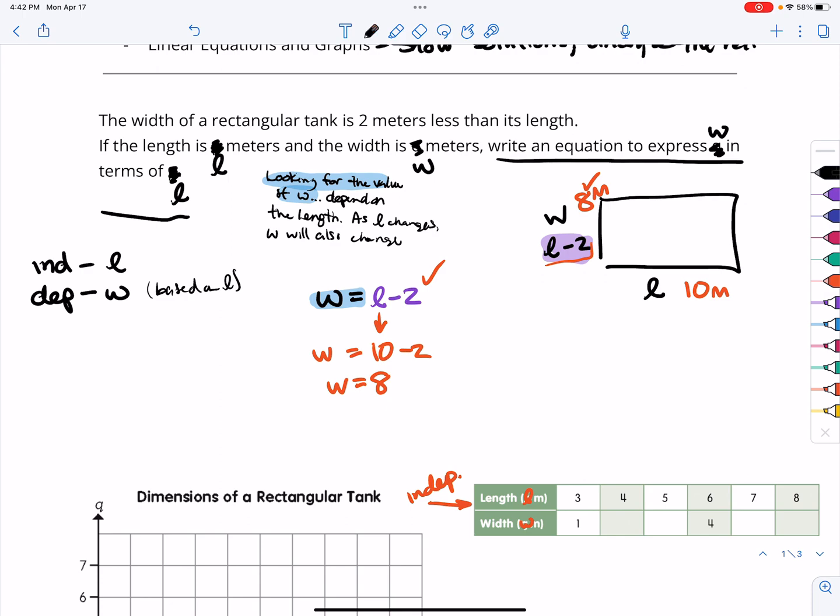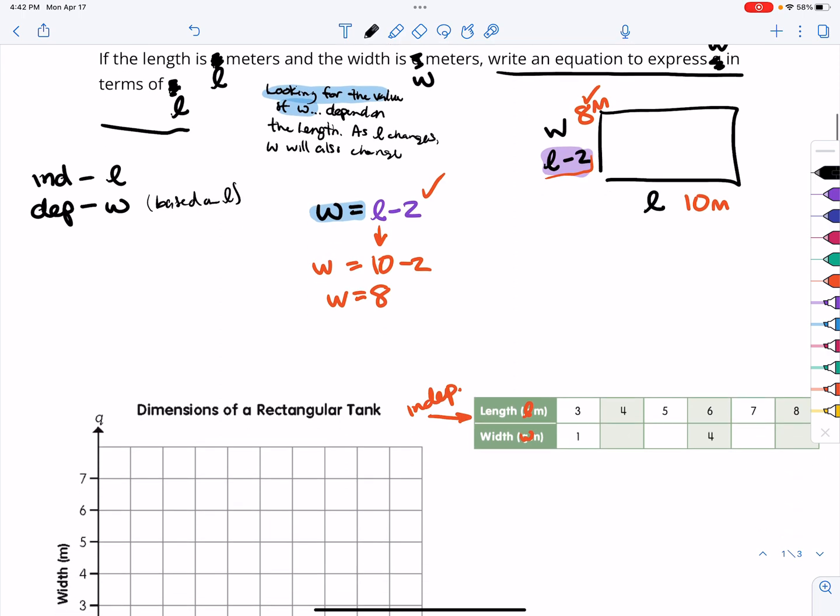So they gave us a couple of them. If we put a 3 in there, our width is going to equal 3 minus 2, so width equals 1. Awesome. Let's say our length is 4: 4 minus 2, so our width is going to be equal to 2. What if our width is 5?